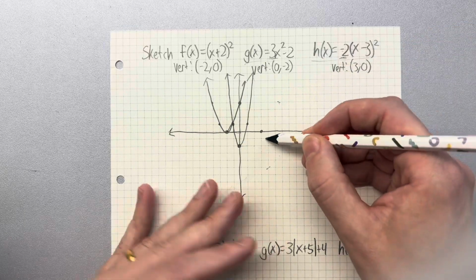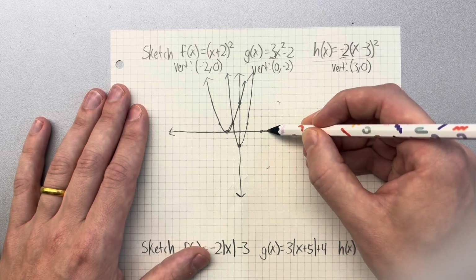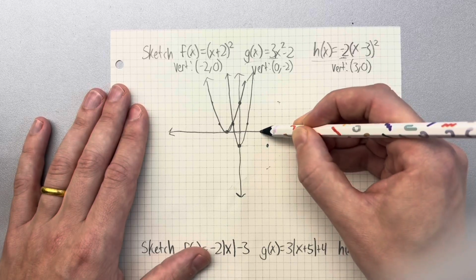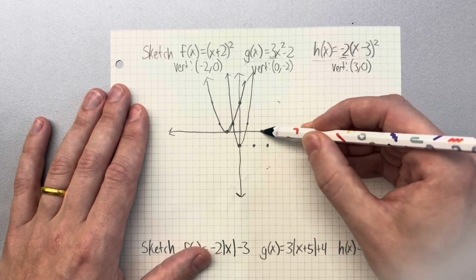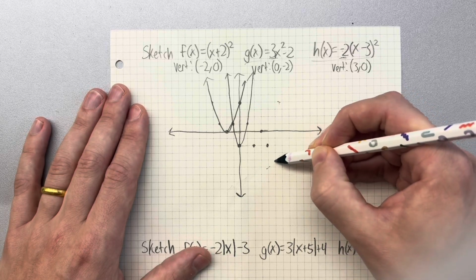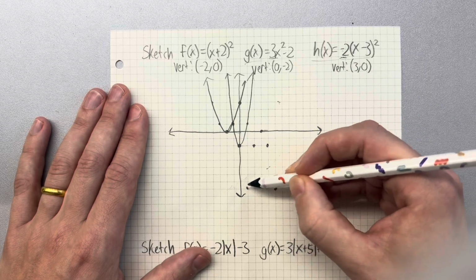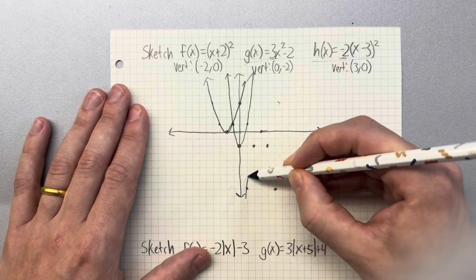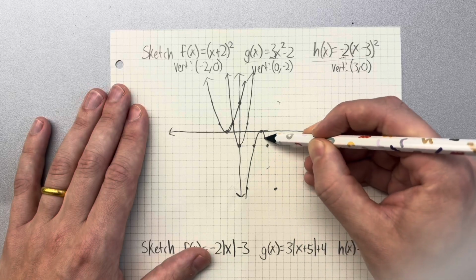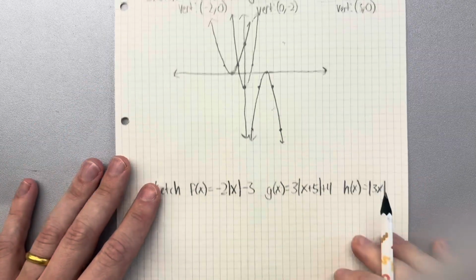And the lead coefficient absolute value of 2 means that instead of going over 1, down 1, we're going to go over 1, down 2. And instead of over 2, down 4, over 2, down 8. So over 2, 1, 2, 3, 4, 5, 6, 7, 8. And that would be a pretty accurate graph of the parabola. Okay, we'll come back and talk about the transformations if we got time at the end.